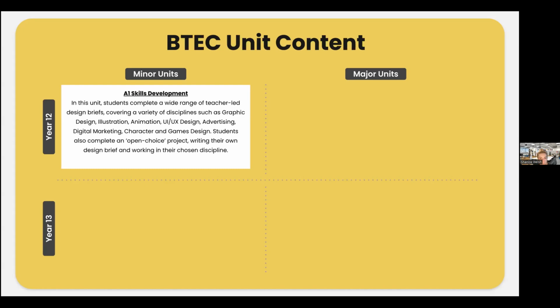They will spend several weeks following the design cycle, producing evidence, and creating a product that answers a design brief. At the end of that unit as well, we also have an open choice project. So we let students write their own design brief. They might decide to write a design brief that's linked to their university choice. So if they know they want to study animation at university, they'll say, okay, I'm going to write myself a design brief where I have to produce an animation. So they are working in their chosen discipline towards the end of year 12.